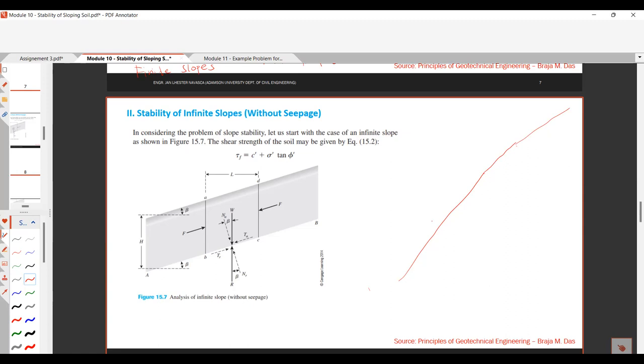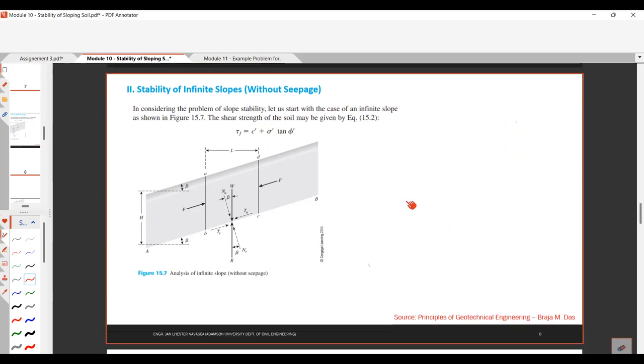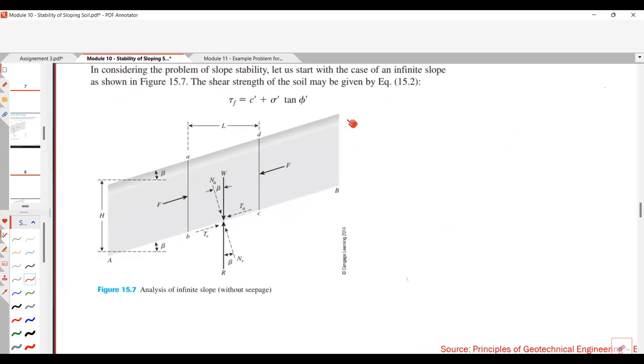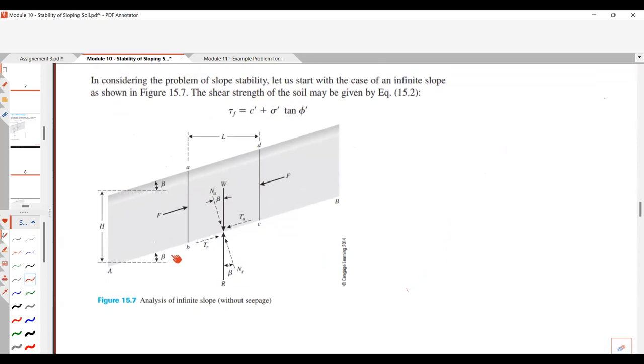So in considering the problem of slope stability, let us start with the case of an infinite slope as shown in this figure 15.7. So the shear strength of the soil may be given by this equation. Dito, katulad kanina, tau sub f, c prime, sigma, tangent phi. So in analysis of infinite slope without seepage, we are not considering the flow of water. This angle beta is the angle from the horizontal of your infinite slope or your sloping soil.